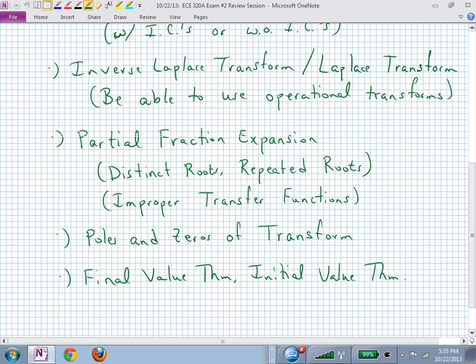You should be able to find poles and zeros of transforms, and you should be able to evaluate or apply the final value theorem and the initial value theorem, like what we talked about in class today. Are there any questions on the topics that we're requiring you to know? It's really chapter 12 and homeworks 3, 4, and 5, your most recent 3 homeworks.